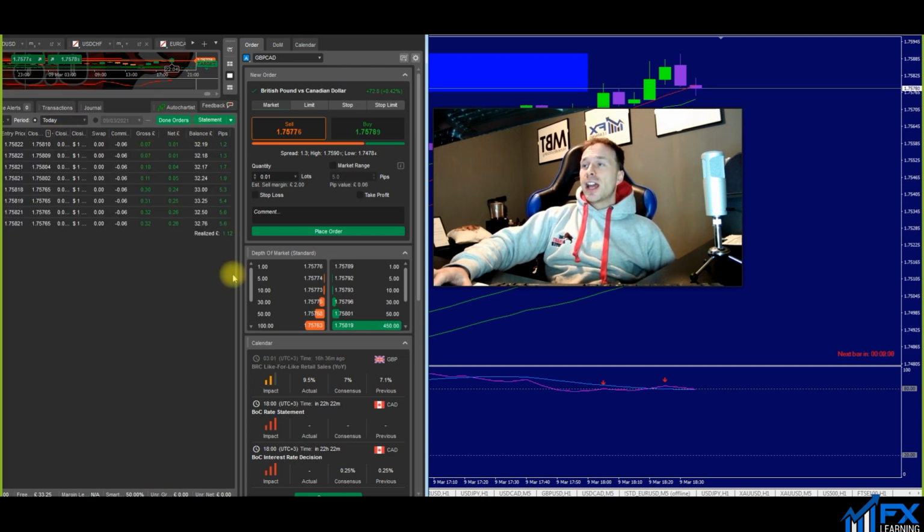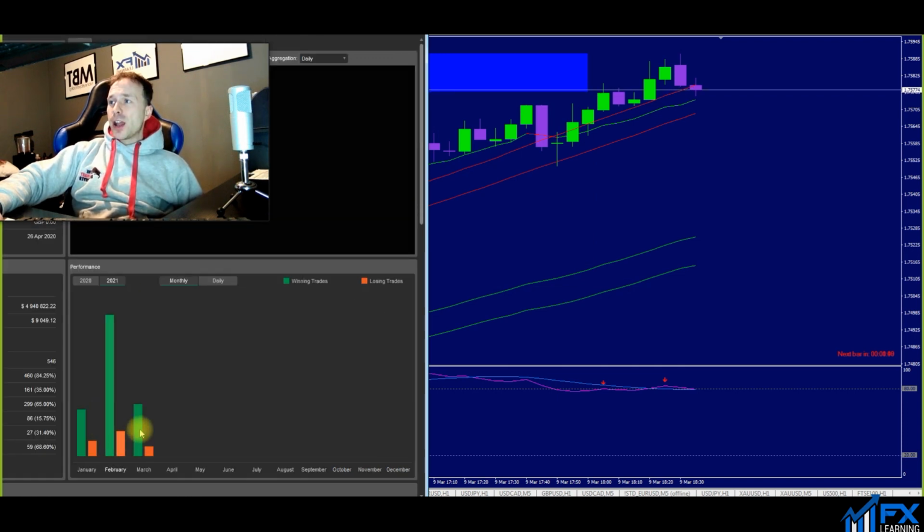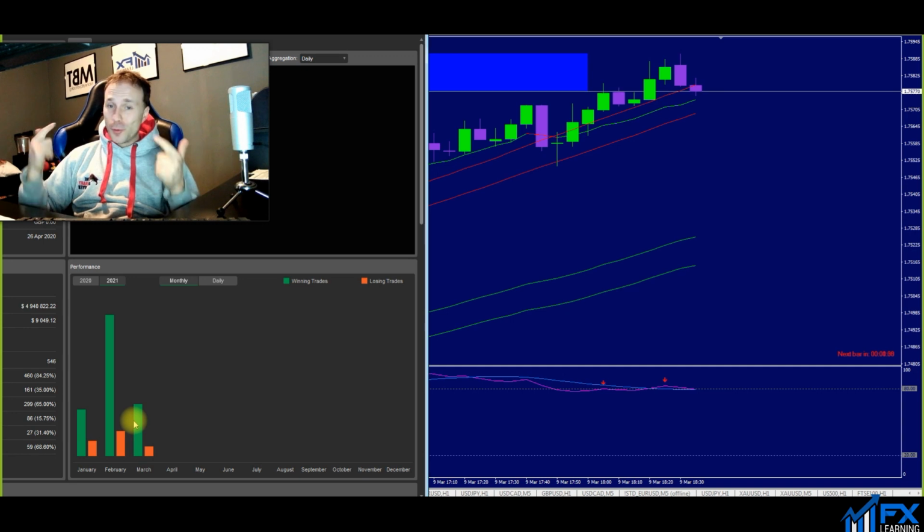There we go. As you can see here, a nice little £1.12 made. Slowly building this account up. There you go. 5.6 pips, 5.6 pips, 5.4 pips, 5.3 pips. And then you can see here, I closed a few off early. Let's have a look at my statistics. I'm currently at an 84% win ratio, 75 winning trades for March so far.